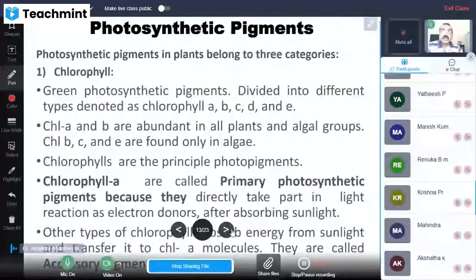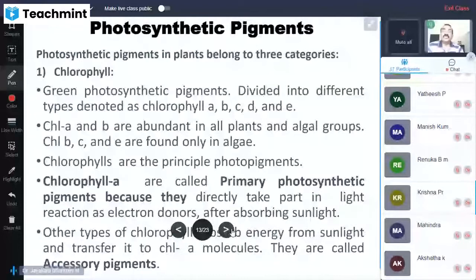Now, next, coming to the pigments required for photosynthesis. Now, remember, these pigments play a very important role in photosynthesis by absorbing the light and transferring the energy. See, what the pigments actually do is they absorb sunlight and transfer this energy for producing ATP and NADPH2 and further carbohydrates. Now, the exact mechanism we shall study later.